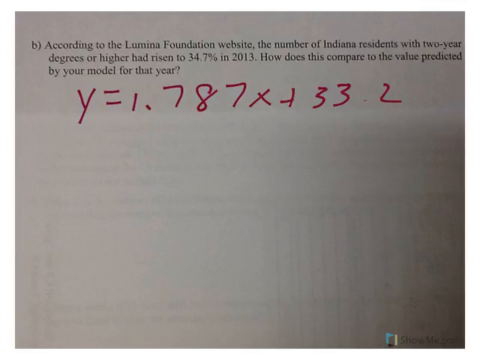According to the Lumina Foundation, the number of Indiana residents with 2-year degrees or higher had risen to 34.7 in 2013. That's good. How does this compare to the value predicted? So if our model has kept up, how does that compare to what it should be? Because our model talks about what things should be.